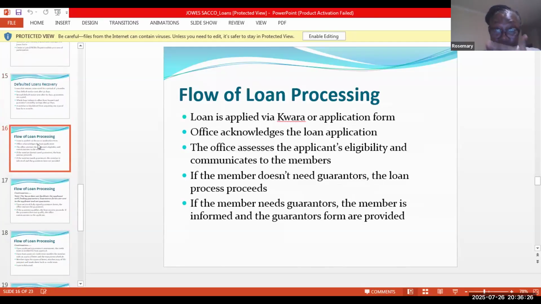Flow of the loan processing. So we said that you can apply for a loan 2 ways. You can apply through Quora or through application forms. Once you apply, the office normally acknowledges that they have received the loan application. And the office will process the eligibility according to what I have discussed above. And if there's any issue, the office quickly communicates with the person who was applying, and they advise you what should be done. And if you don't need a guarantor, they process the loan immediately. If you need a guarantor, they will inform you and also send you the guarantor forms and prompt you so that it does not delay.